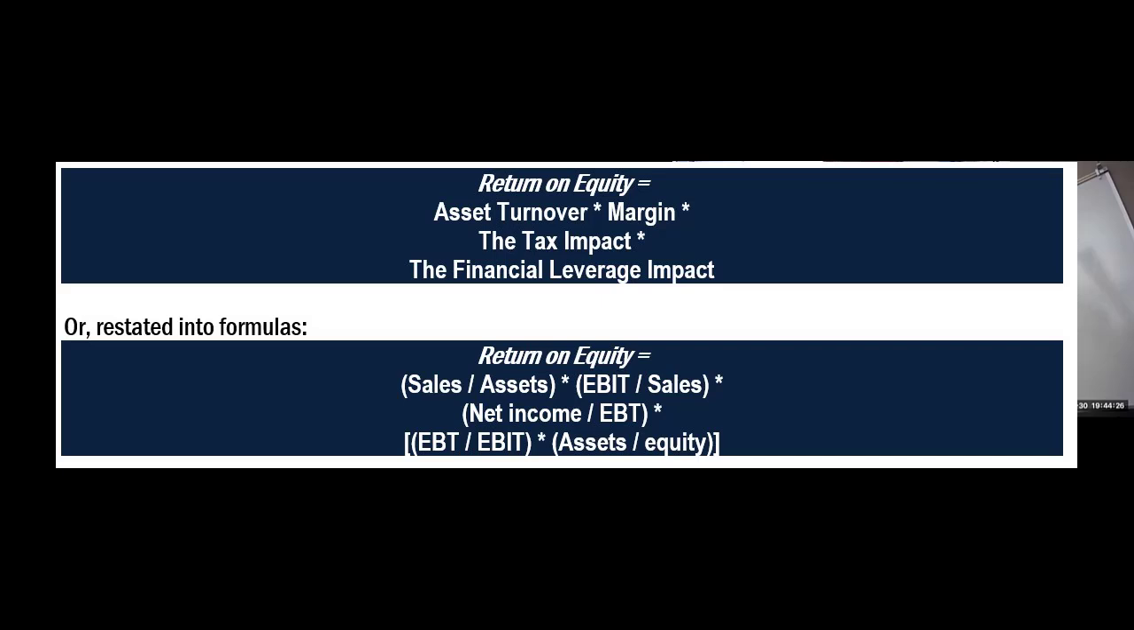And then taxes is just net income over earnings before taxes. And if the tax rate is 21%, then this should equal 79%. It's the amount of income you get to keep after the tax holders take their share.